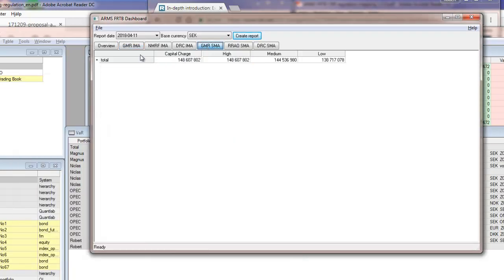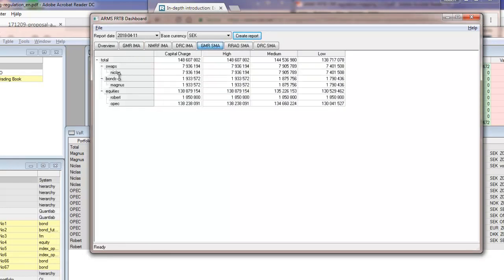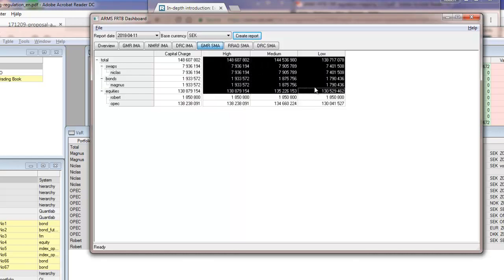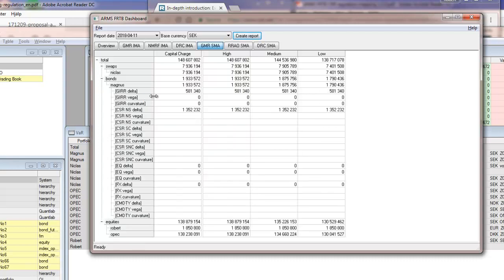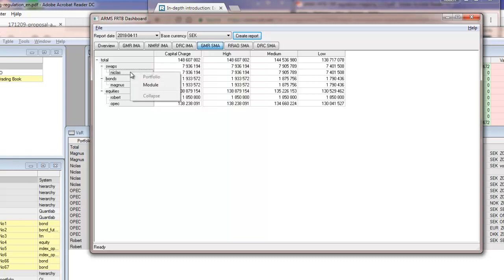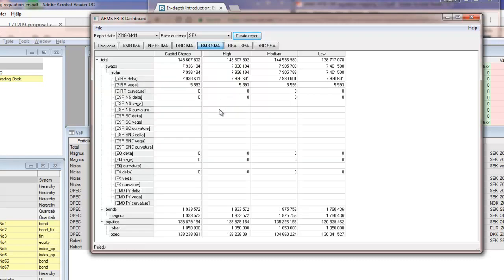But you can also go into the standardized model and do the same thing and see where the standardized model's risks come from. And we can see that we have the high, medium, and low set also from the model, and see that obviously the capital charge comes from the highest one. We can also break this down into modules and see from which of these standardized modules we are getting our risks.